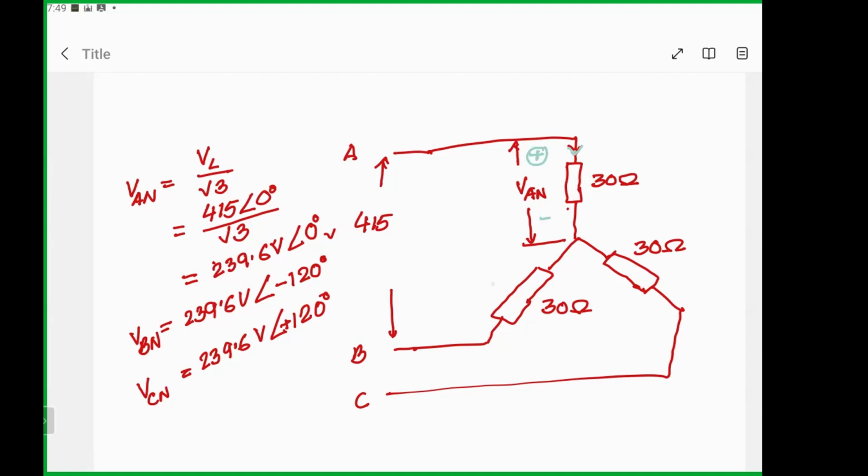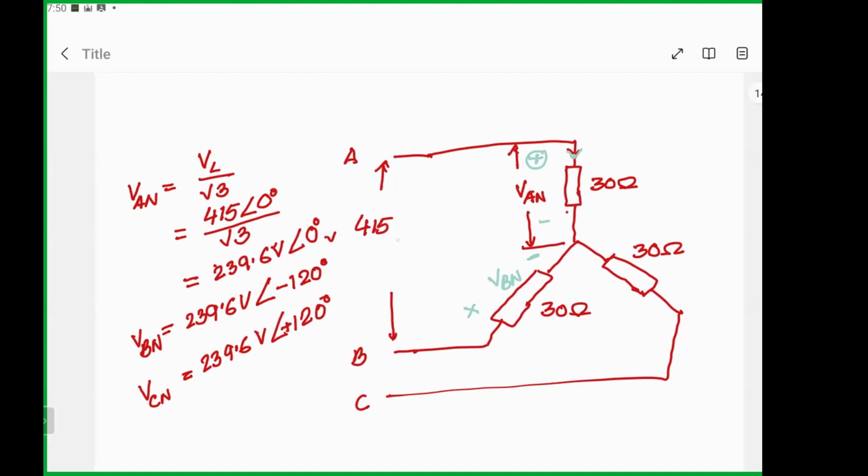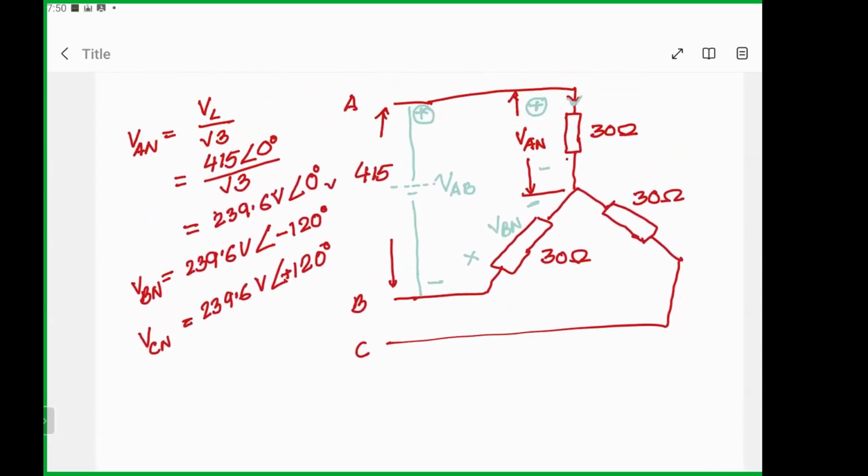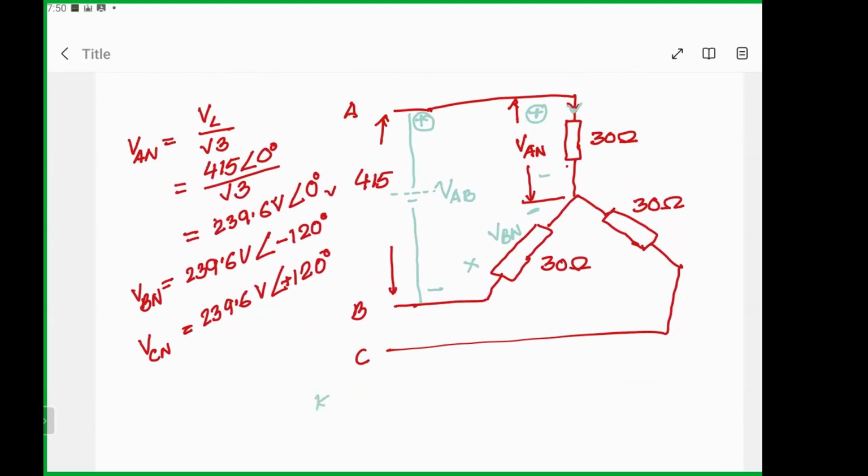Similarly here, VBN: this will be the positive and this will be the negative. In order to consider this as a closed loop, and I want to find VAB, A is the first letter, so this will be the positive and this will be the negative. So this is VAB. If I use this voltage, then I can consider this as a closed loop, and then I can write down the KVL.